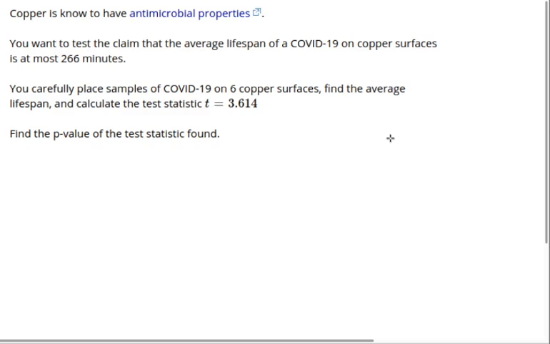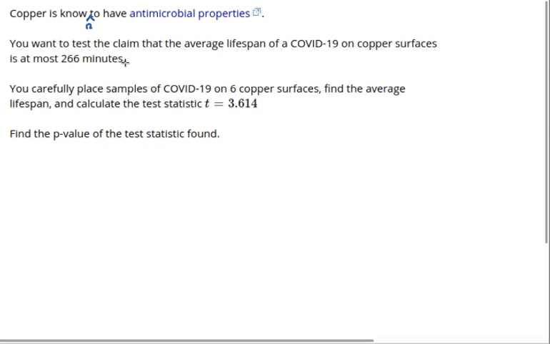Copper is known to have antimicrobial properties. That should be known. If you come across this question in the homework, go ahead and click that link. It is very interesting to learn about copper's antimicrobial properties.